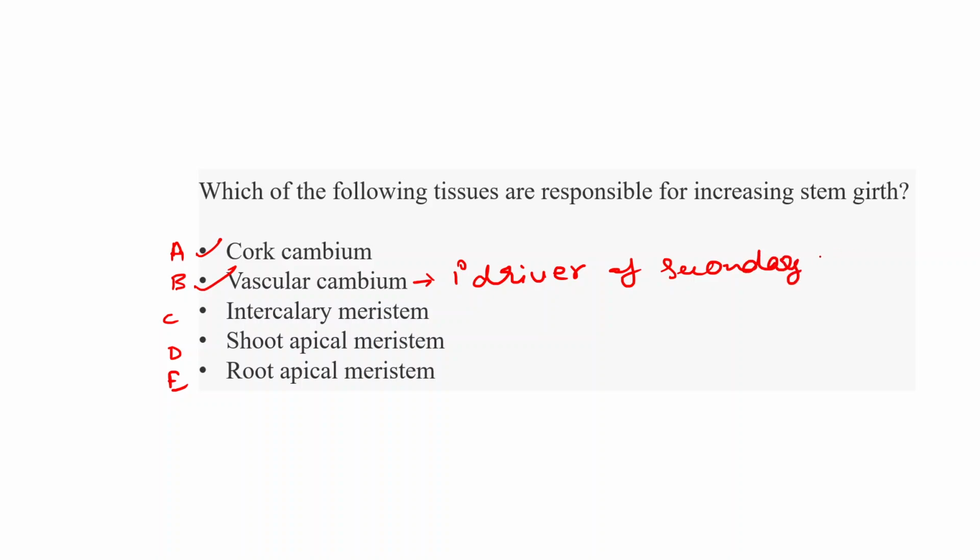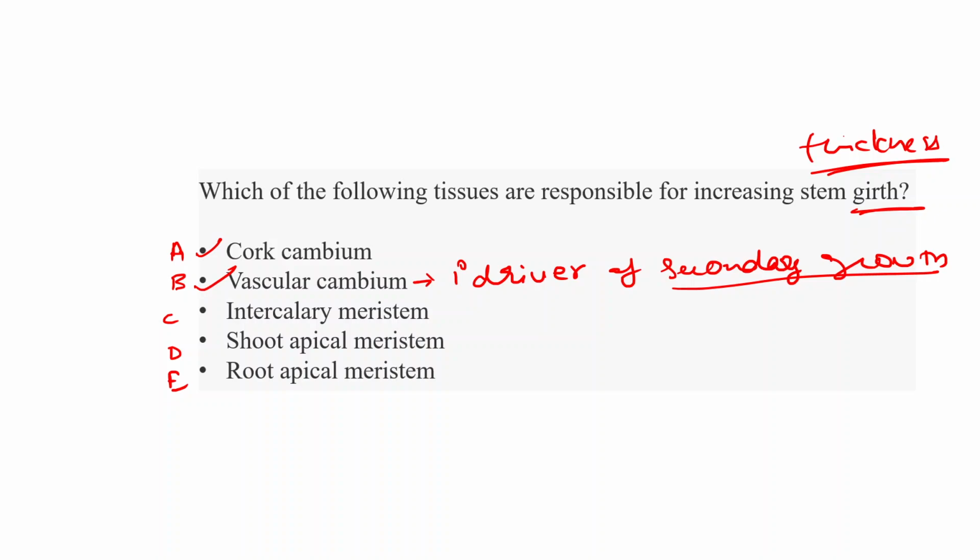Okay, it is primarily involved in the secondary growth. When we talk about secondary growth, we are talking about an increase in thickness. So when we talk about stem girth, we are actually talking about the thickness of the stem. And it adds to increasing the thickness of the stem. The main role of cork cambium is protection, but because it is adding new cork cells, it is also contributing to the thickness.